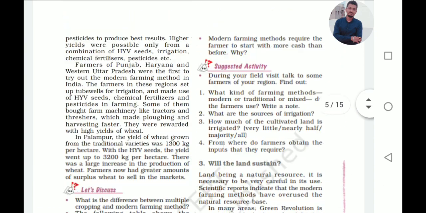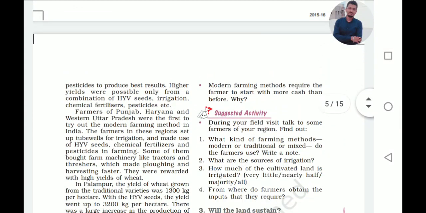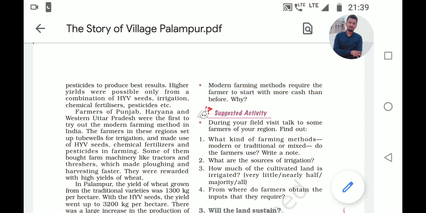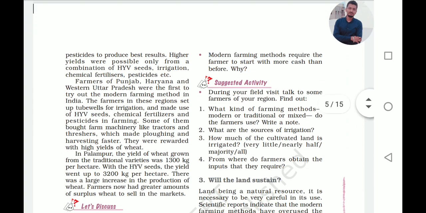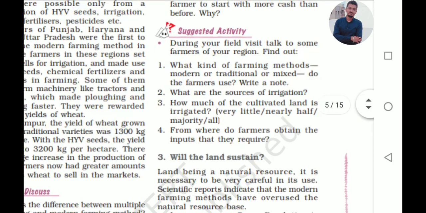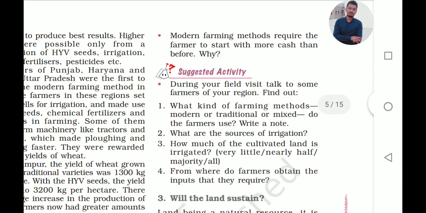Okay, now let's move to the next question. Modern farming method required the farmers to start with more cash than before. Yes, because to buy all these things they will require capital and more money. So that costs them, but at the same time, after using all these things they will get more produce, and they will be able to take more cash, more profit from the same piece of land.